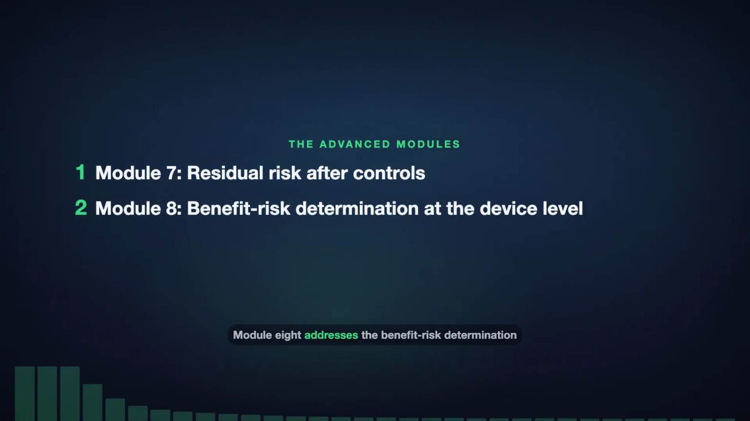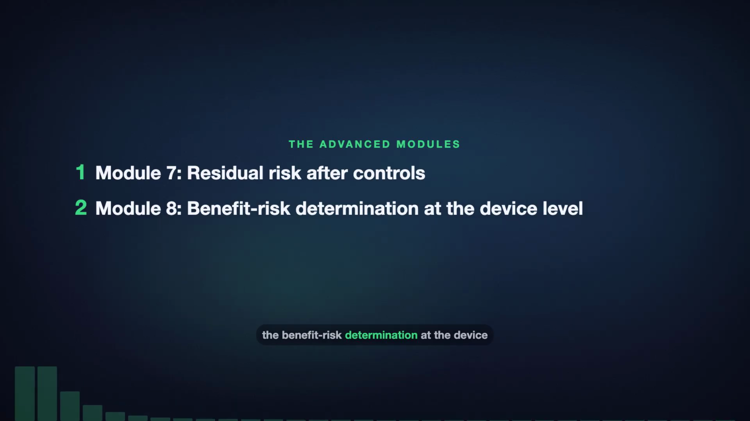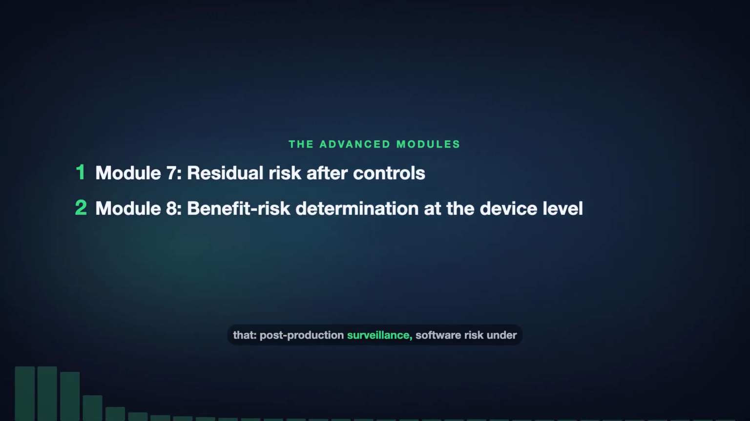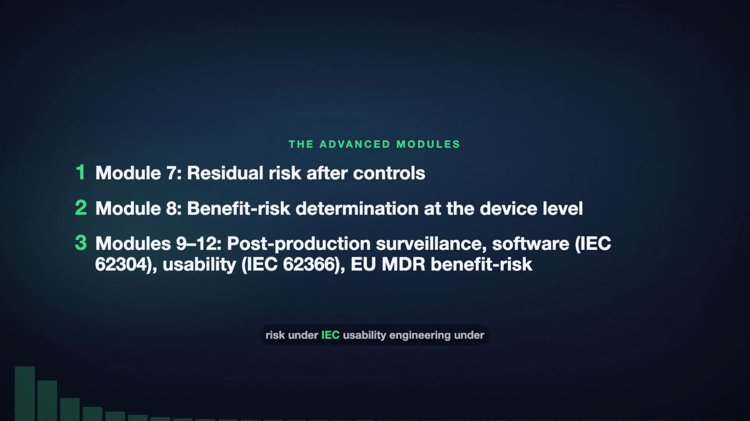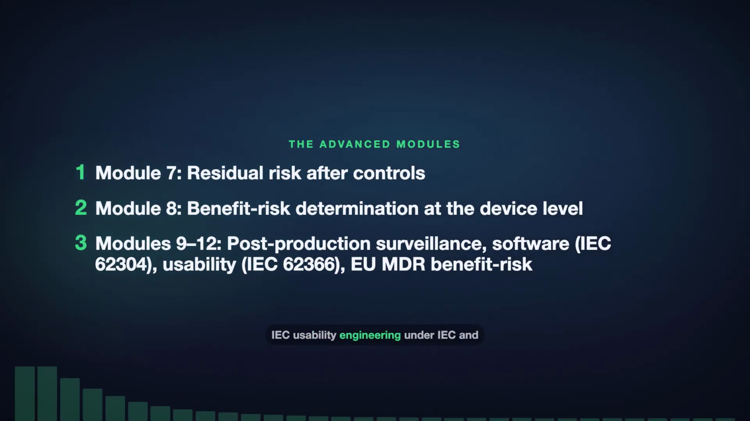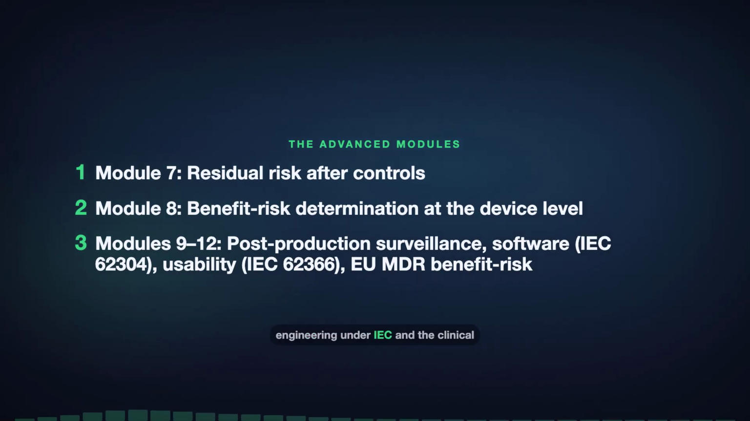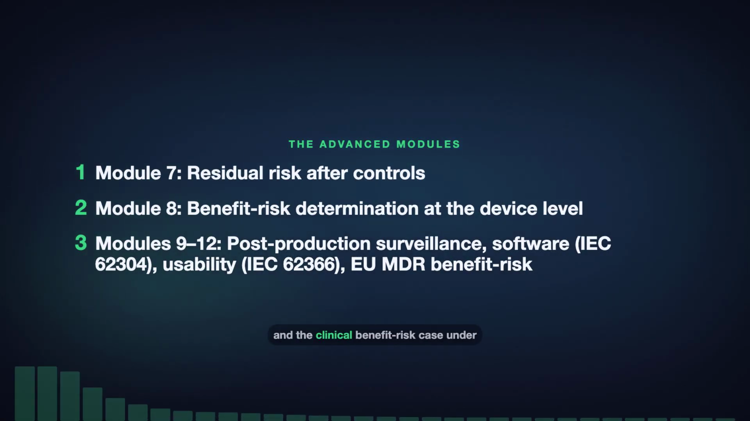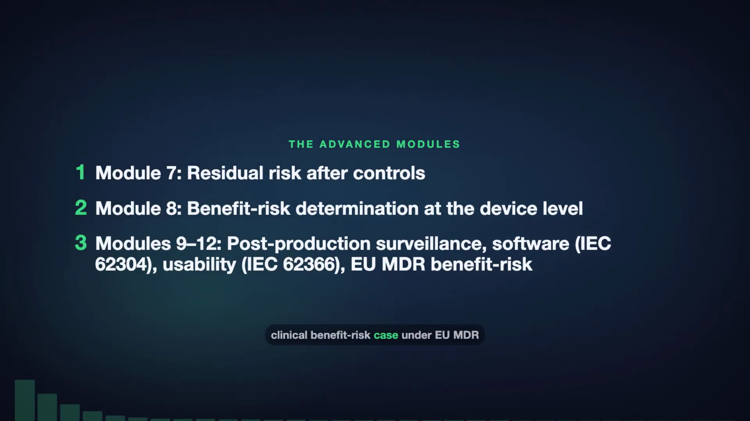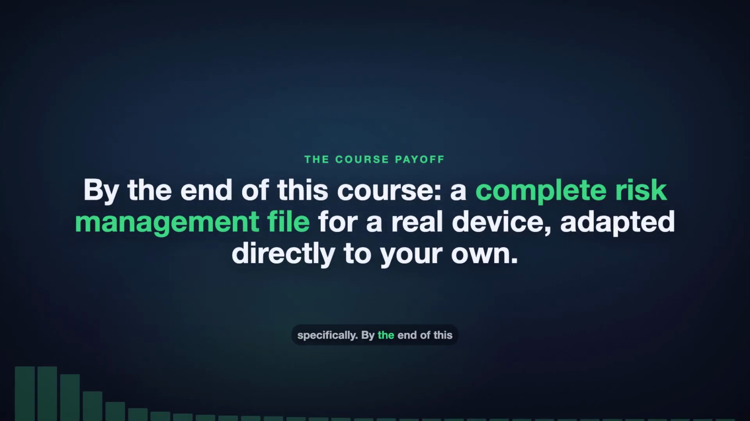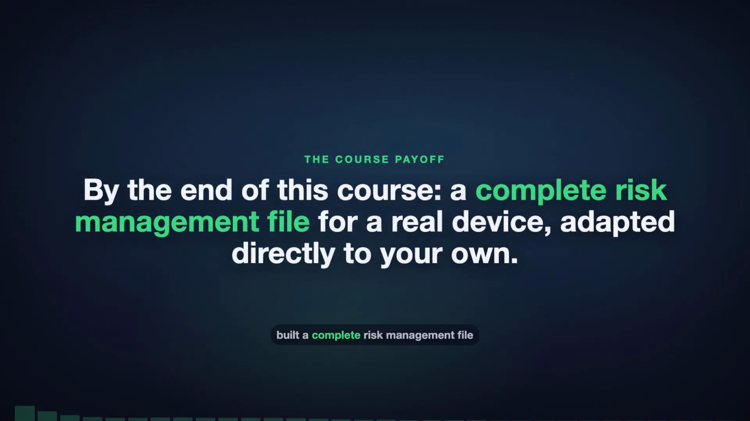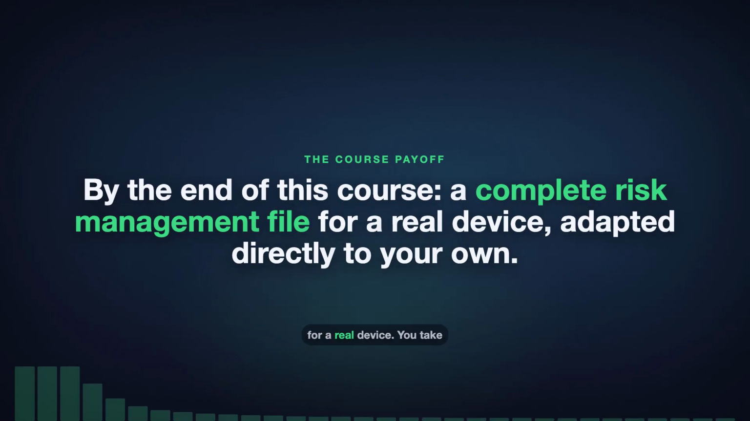Module 8 addresses the benefit risk determination at the device level. Beyond that, post-production surveillance, software risk under IEC 62304, usability engineering under IEC 62366, and the clinical risk-benefit case under EU MDR specifically. By the end of this course, you'll have built a complete risk management file for a real device.